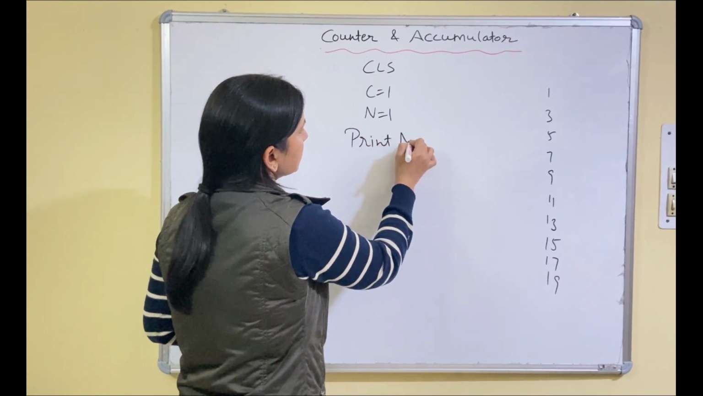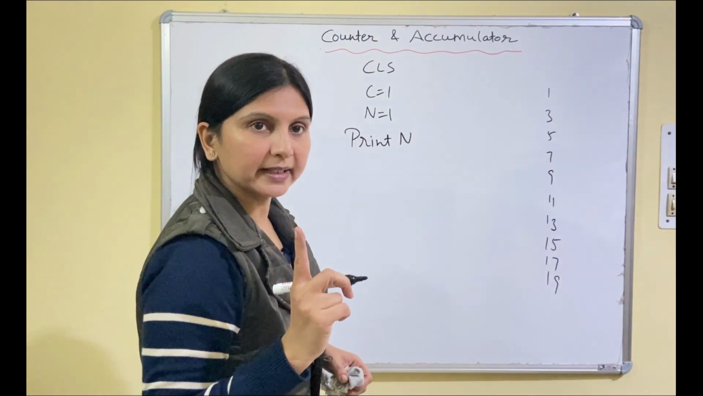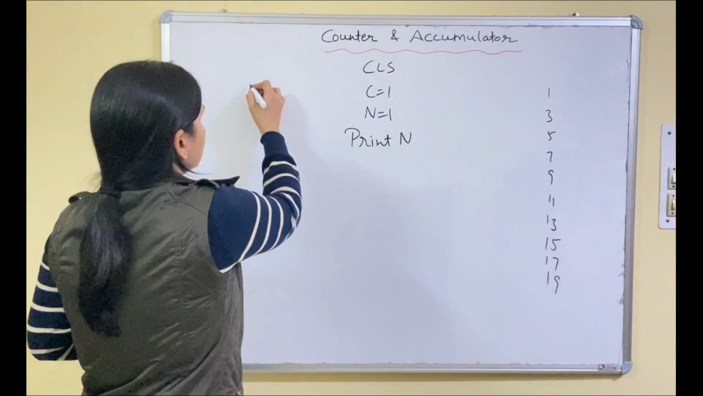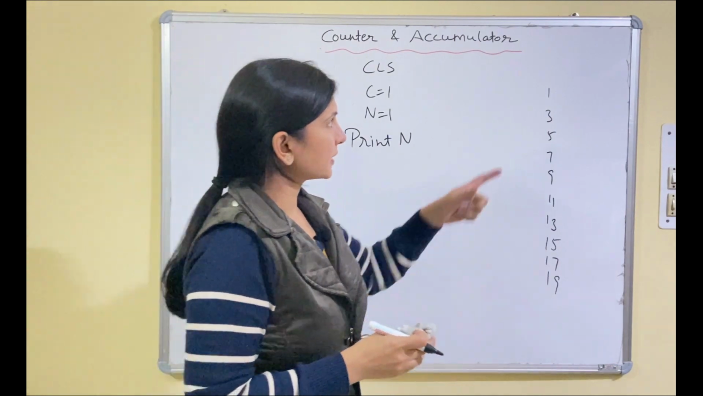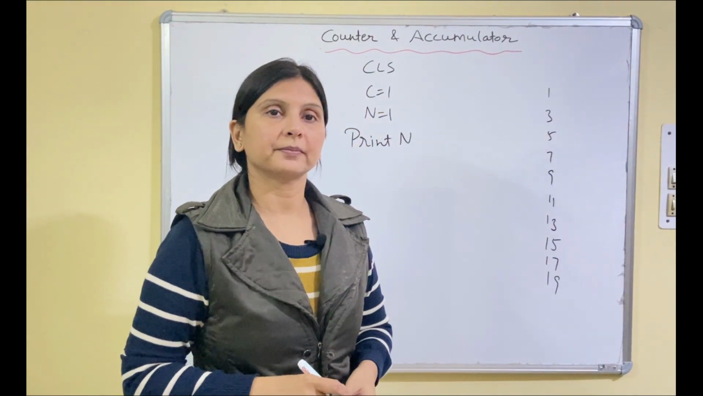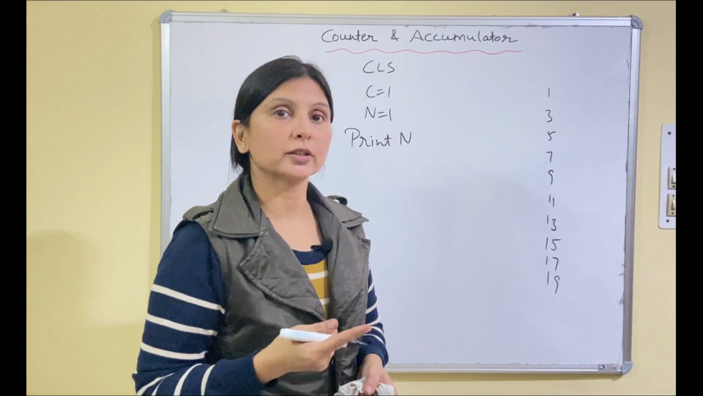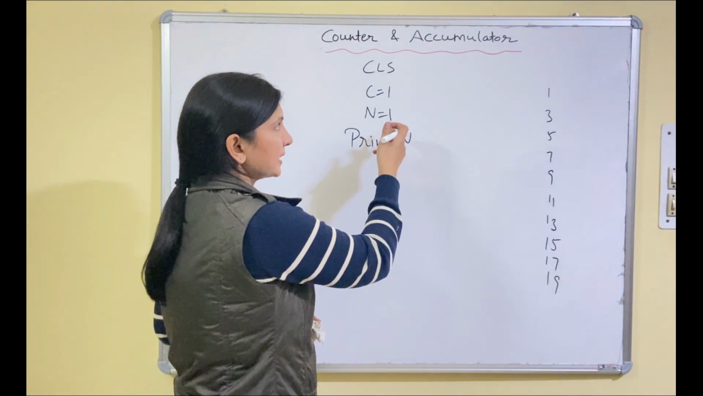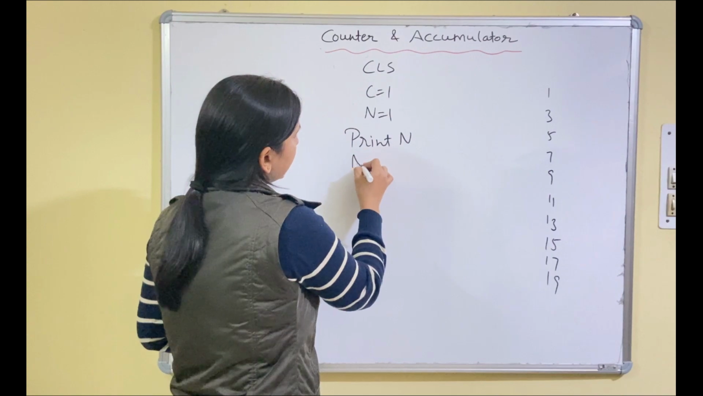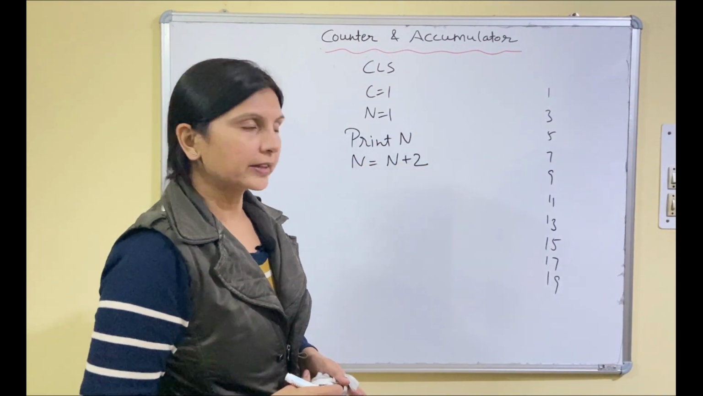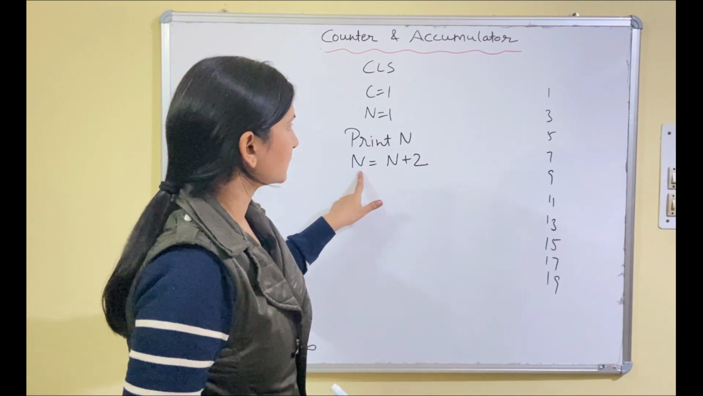Print n. So 1 will be displayed. How will I get the next number? After 1, how will I get the 3? When I increase the value of n by 2, then only I will get 3. So I will write n equals to n plus 2. 1 plus 2, 3.